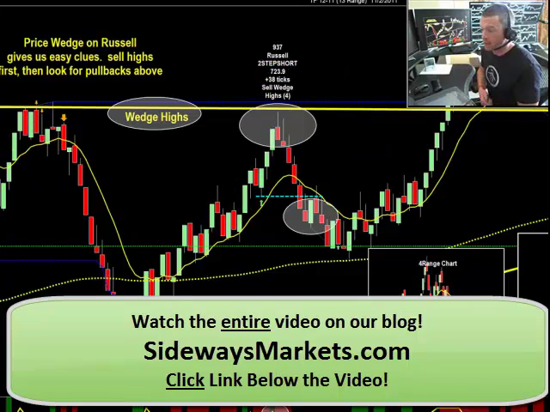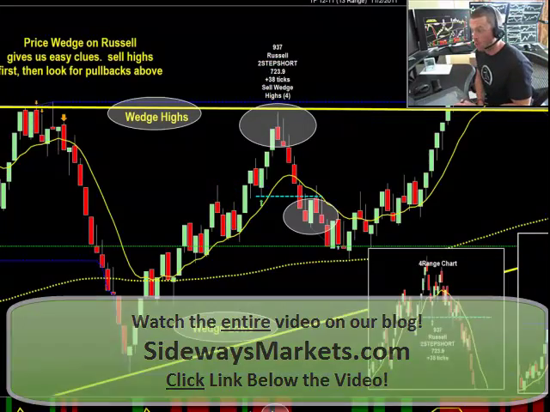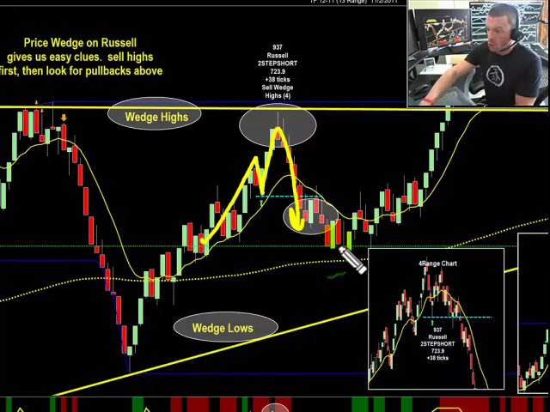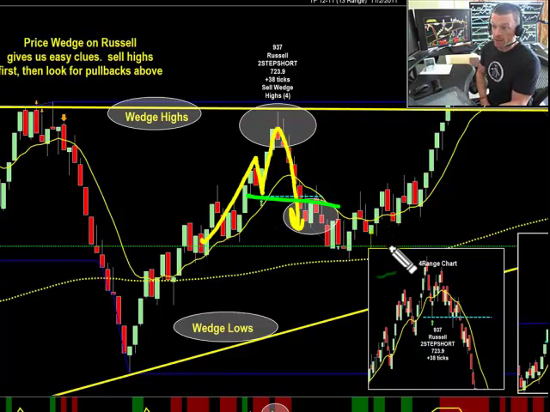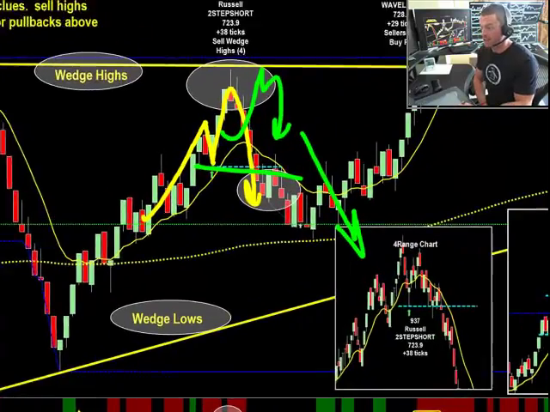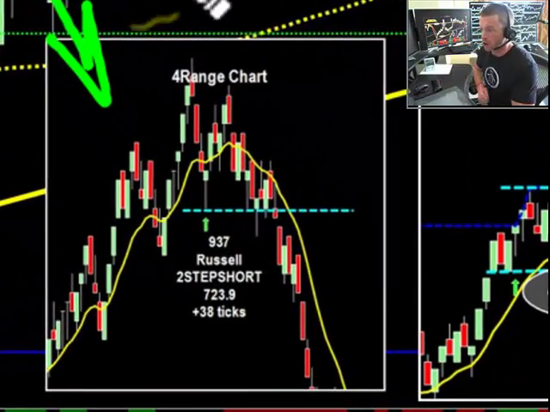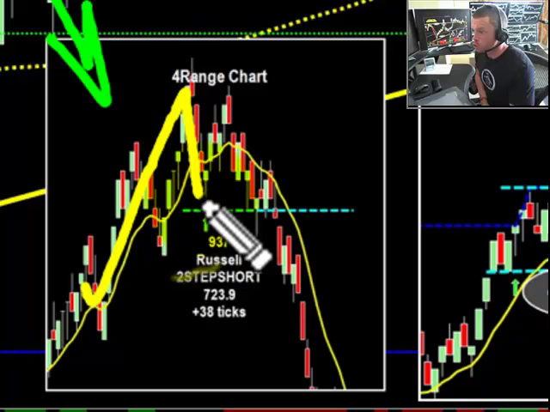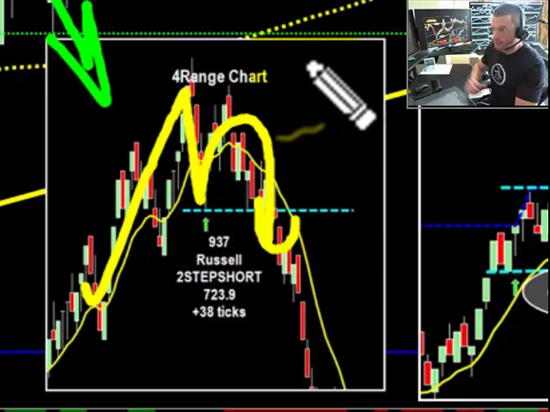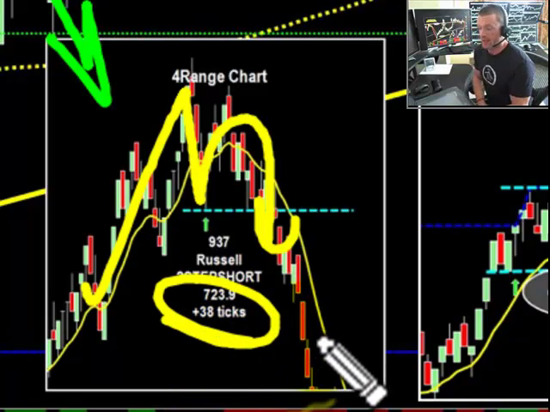And how did I get in this trade? Again, sell the highs of the wedge. You'll notice the only 13 range pattern was right there. So if you got in short on the 13 range chart, you made money there as well. If you took it as a 4 range 2-step off the highs, like I did right here, as you can see, we've got the 4 range chart here. We'll go up, swing low, break through that swing low, came back a little bit, then drop like a rock here, and that's where we made our 38 ticks.